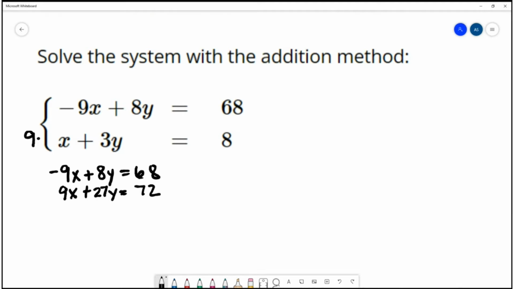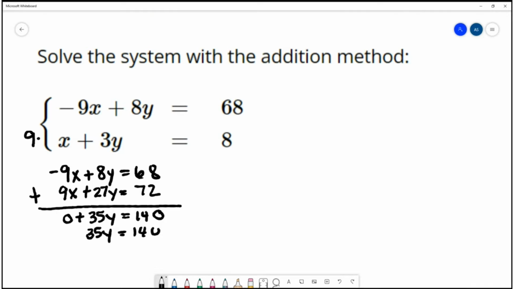Now we're able to add the equations together. Negative 9x plus 9x is 0x or 0. 8y plus 27y is 35y, a positive 35y. And on the other side we have 68 plus 72, and that's 140. So we've eliminated the variable x and we're able to solve for y.